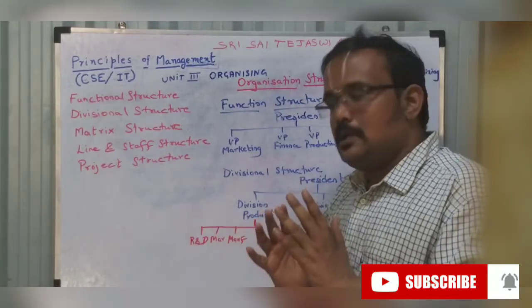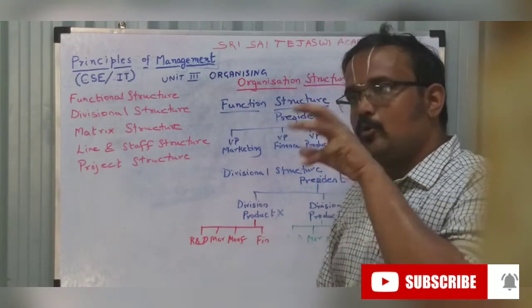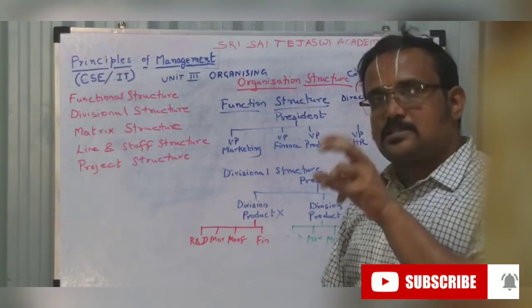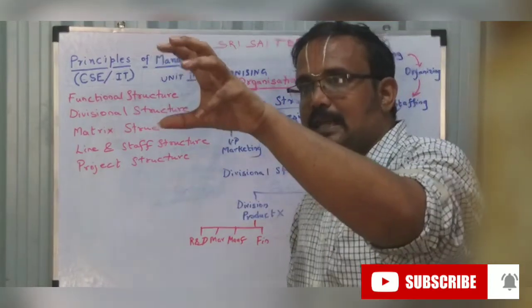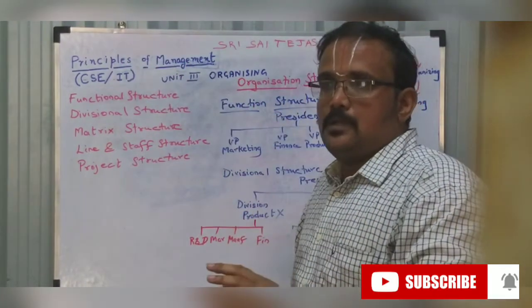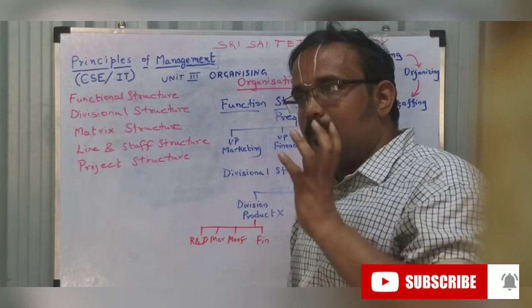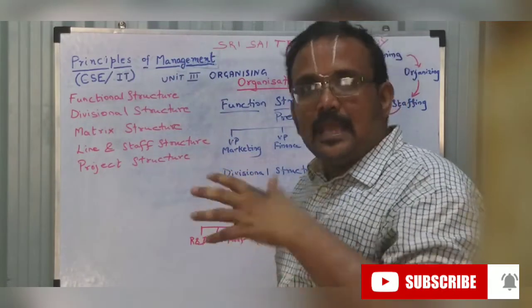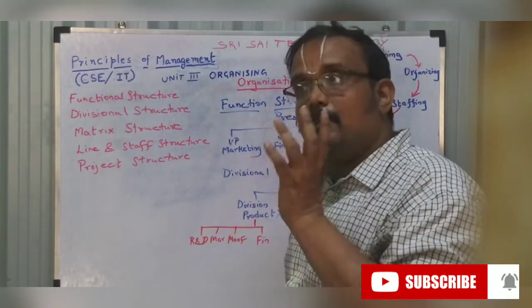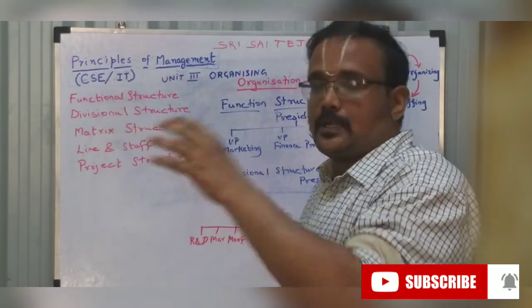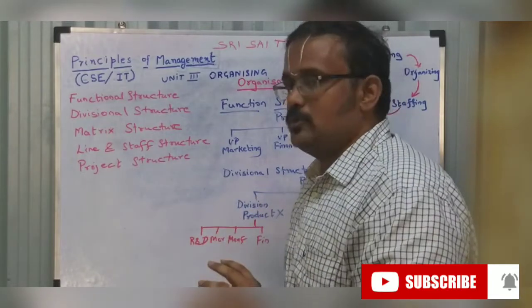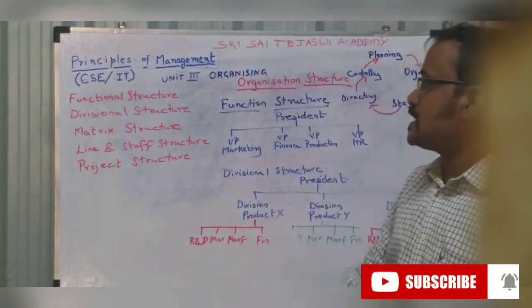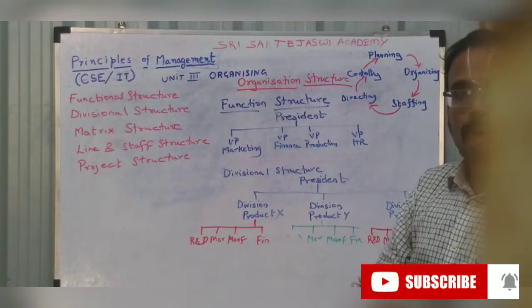Project structure. This structure will be oriented towards various clusters of people working as a team for a project. They may be from various departments, but they will be associated with the project. That is project structure. Now let us see functional structure in detail.